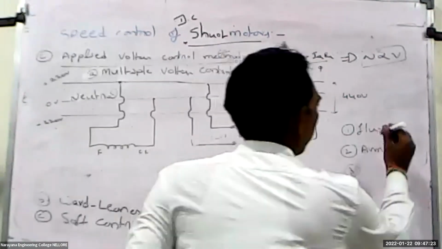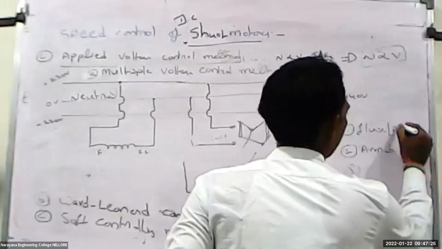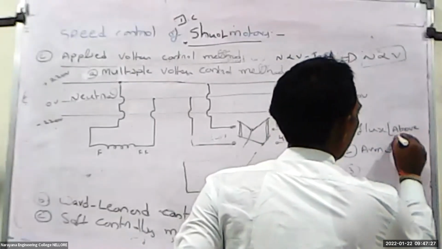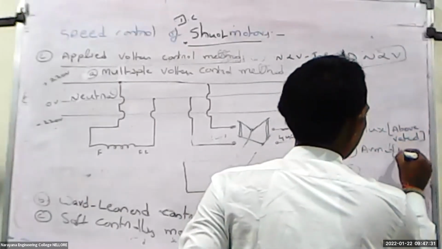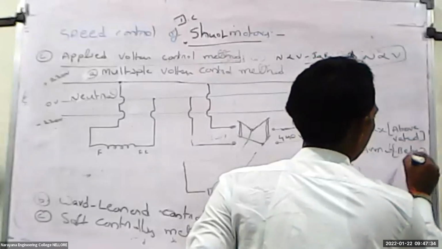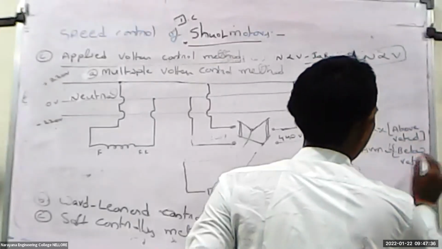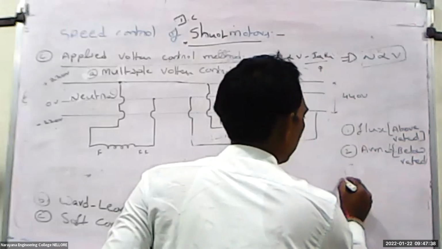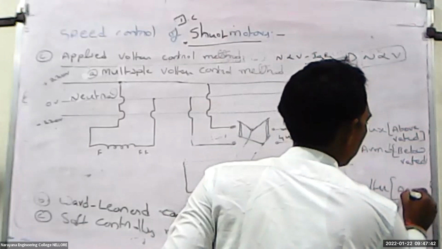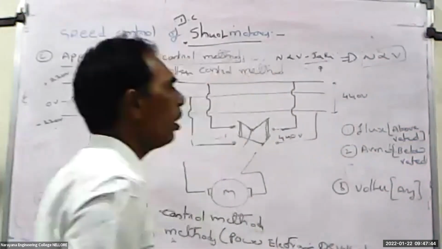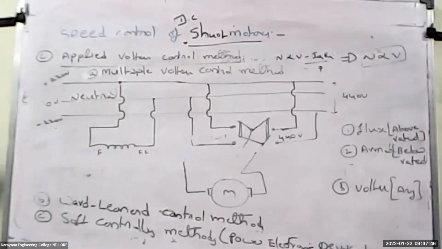And one minute. Flux control method means above rated speed, and armature control method means below rated speed. And the third one is the voltage control method, below or above. So take one snapshot, then I will go for the next topic.